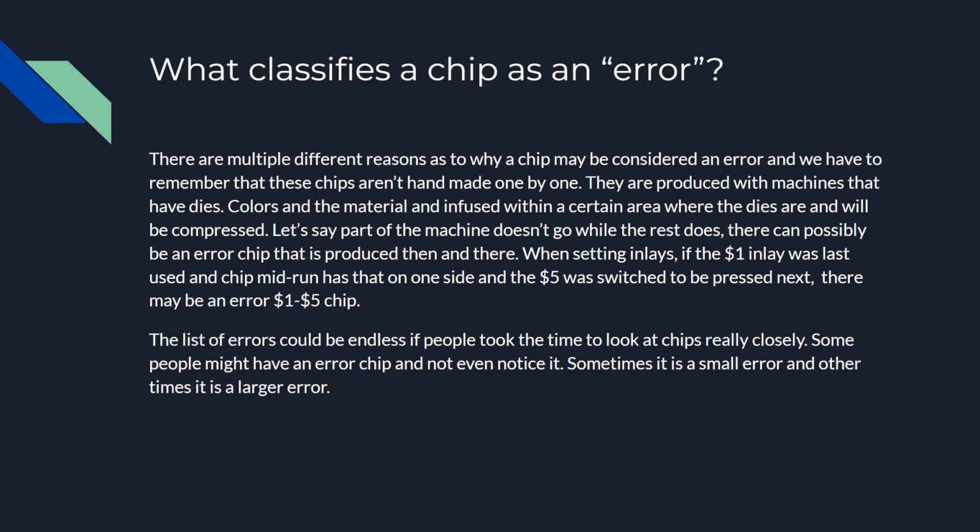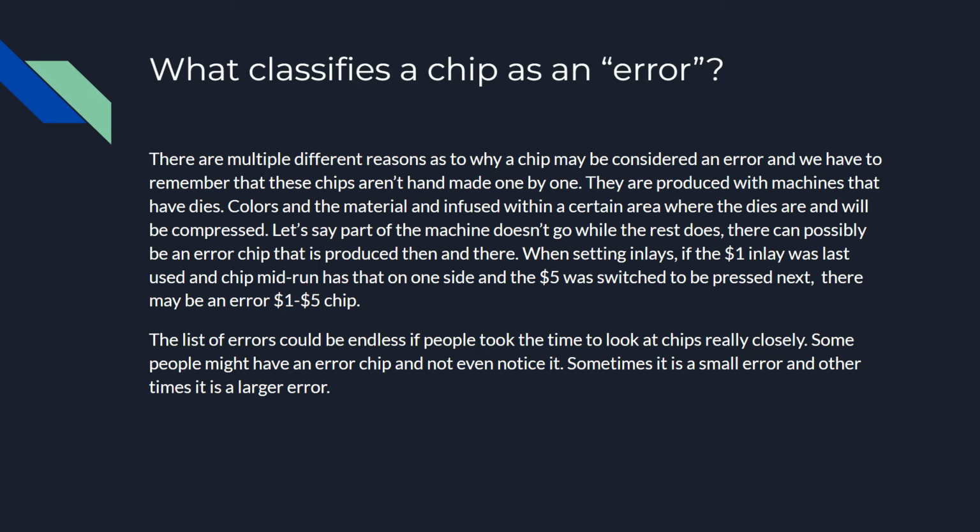Let's say colors for the edge spots are getting infused, but one tube doesn't infuse the edge spot color. There's supposed to be 4 edge spots, but there might only be 3. Or the tube forces too much material, and there might be a longer edge spot, or even a shorter edge spot. You never know. And when setting inlays, if the $1 inlay was last used and the chip mid-run has that on one side and then the $5 inlay gets switched on, there could be a $1, $5 error chip where one side has a $1 denomination and the other side has a 5. The list of errors could be endless if people took the time to look at chips really closely. Some people might have an error chip and not even notice it, and sometimes it's a small error and other times it's a larger error.